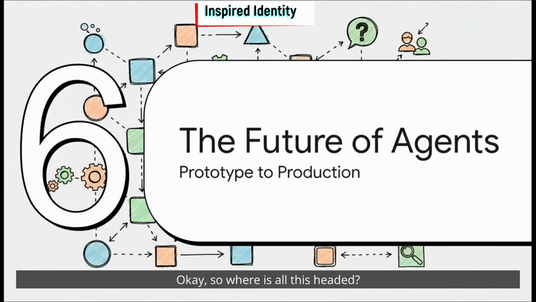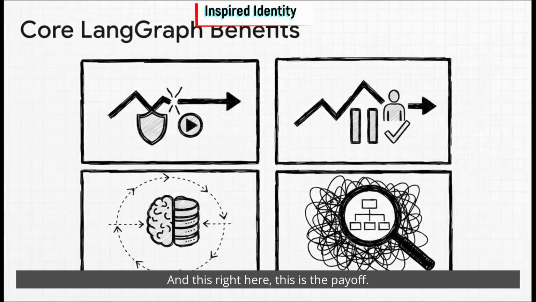Okay, so where is all this headed? Why does this whole shift from simple linear chains to these controllable, stateful graphs matter so much? Well, it's all about finally being able to build agents that are ready for the real world, moving them from messy prototypes to reliable production systems. And this right here, this is the payoff. This is why you'd go through the trouble.